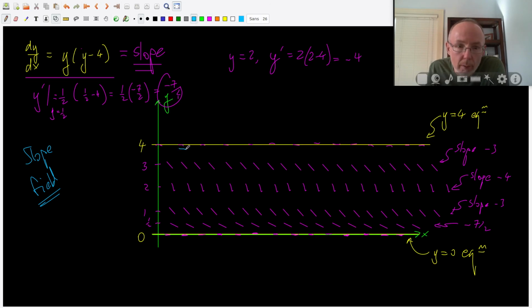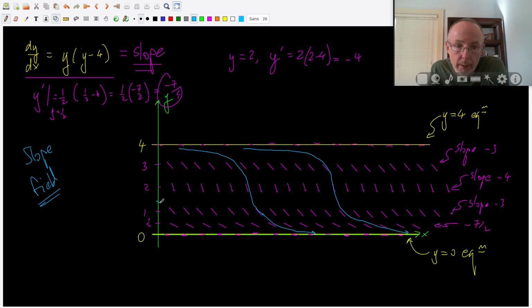It's got to pass through that line with slope minus 3. It's got to get to here with slope minus 4. It's got to come through here with slope of minus 3 again. Then it's going to have a slope of minus 7 over 2 down here. But it can never get to 0, so it's going to head off that way and it'll never cross the line. So we'll have a bunch of solution curves that have that kind of shape.